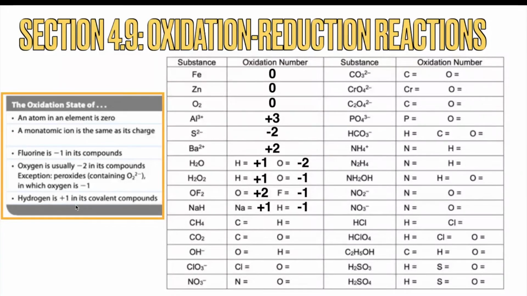CH4, again, hydrogen has a +1 in its covalent compounds. So if this has a +1, carbon must have a -4 to balance that out, because it takes 4 of these and 1 of these in order to balance it. Next, again, we have oxygen, so that's a -2. That means that this carbon has to have a +4 in order to get it to be balanced because it takes 2 of these and 1 of these in order to add up to 0.